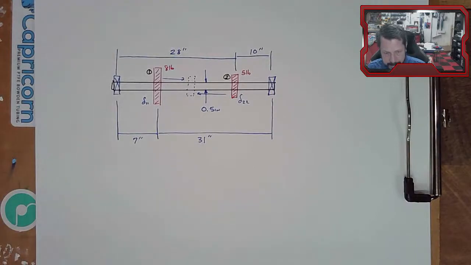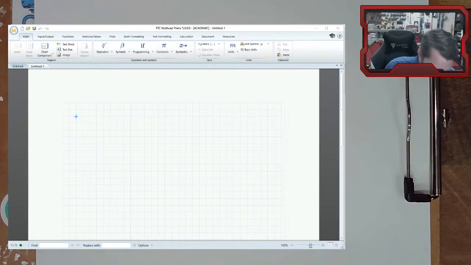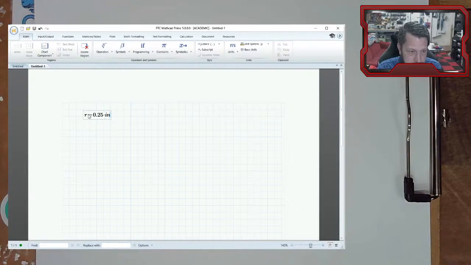Let's set this up in MathCAD. I do have MathCAD pulled up here. All right, let's define a couple of our terms that we're going to need. I said it was a 1/2 inch diameter, so that's going to be R of 1/4 inch. I didn't say what kind of material it is. Let's just say it's a steel, so 30 times 10 to the 6 psi.